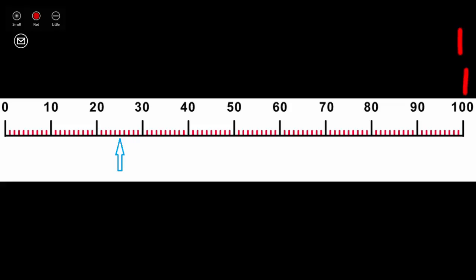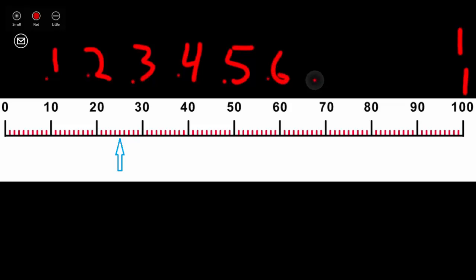1/10 of our number line we can see here is after 10 hash marks. 1/10 would be written as 0.1. 2/10 is here, written as 0.2. 3/10 is here, written as 0.3. 4/10, 5/10, 6/10, 7/10, 8/10, and 9/10.